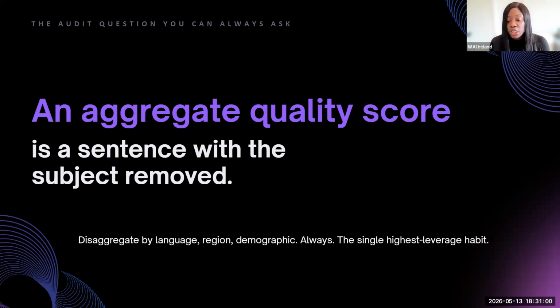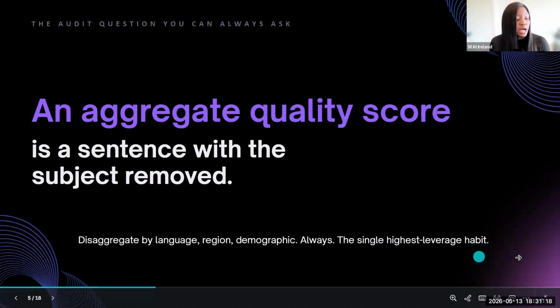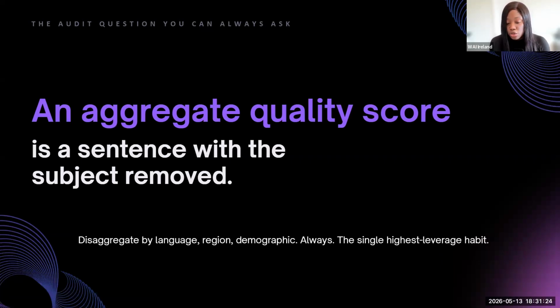If we break that down by language or by demographic markers, and by use case, we may begin to see certain other nuances in our data. So always you want to disaggregate by groups. It's, as I said here, the single highest leverage habit that you can build, right? So whether you're a developer or a user or a product manager or someone who's buying an AI system, essentially don't accept the general 90% helpfulness score, right? You want to ask for scores disaggregated by language, region, demographic, things like that.